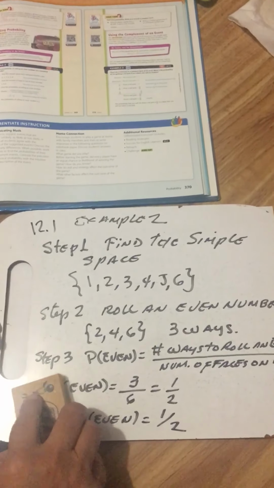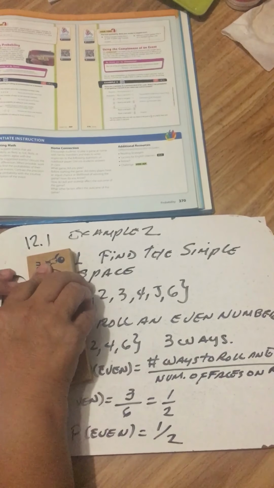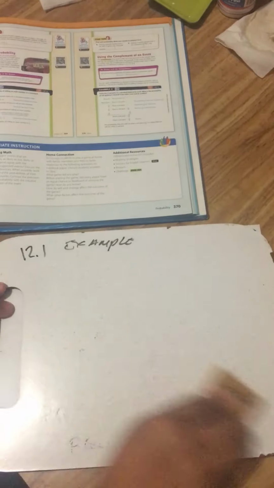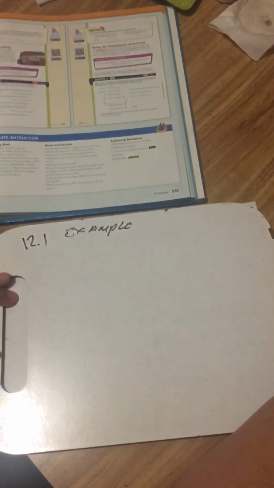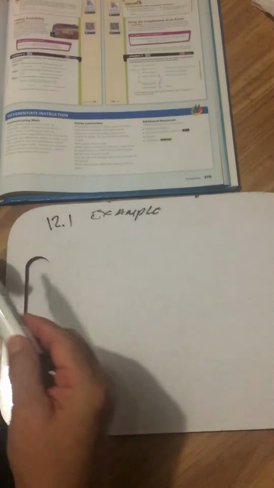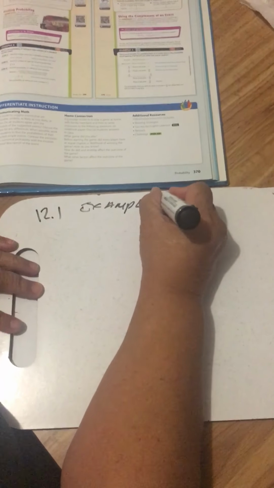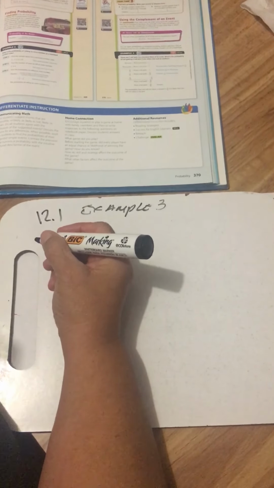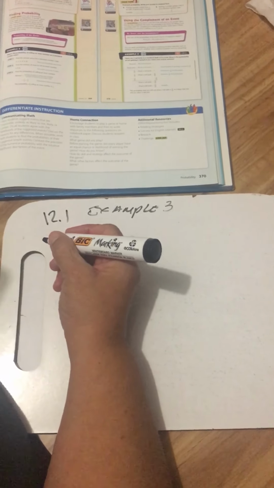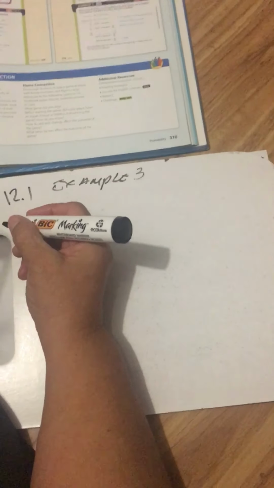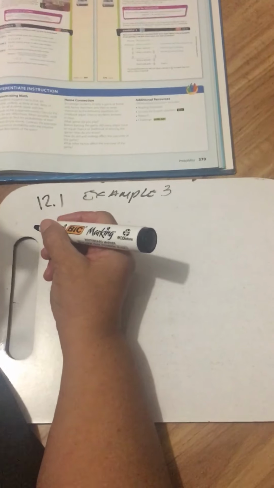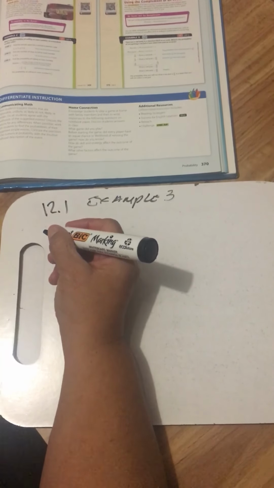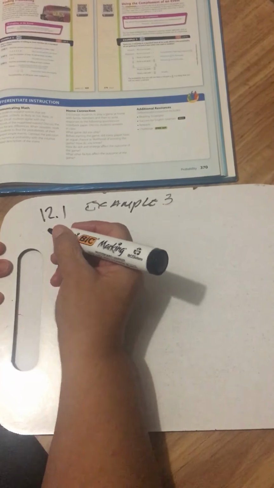I'm going to erase this to see example 3. Example 3. Now you have to read carefully the purple square about an event and its complement. We're going to answer example 3.